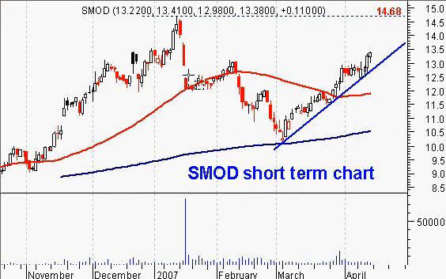Over the short term, we have this ascending trend line here acting as support, and the all-time high was 14.68. It looks like it will approach the all-time high, but we really need the fundamental tests to know where this stock is going over the long term, and that's what interests me.